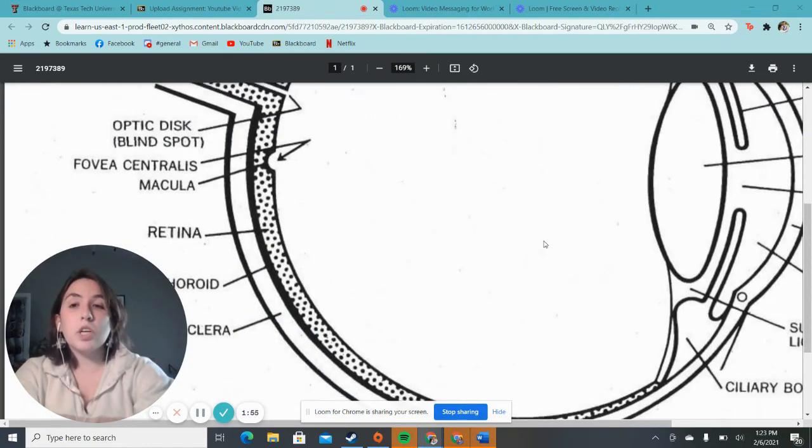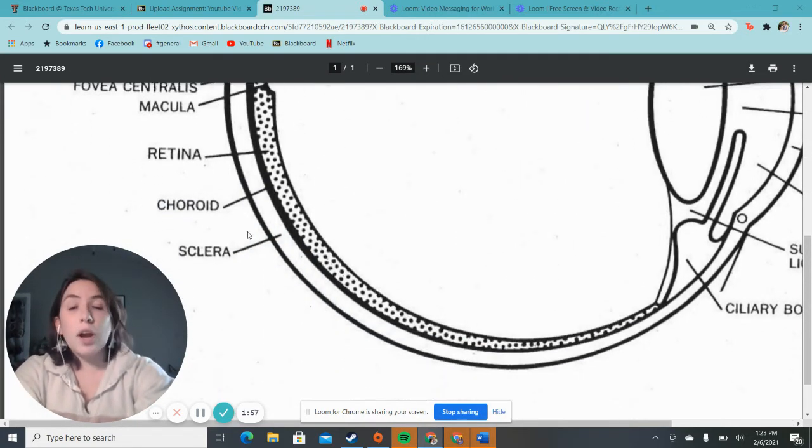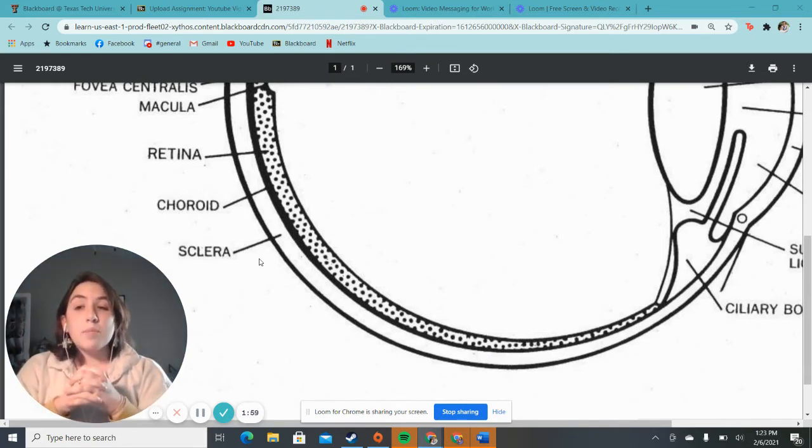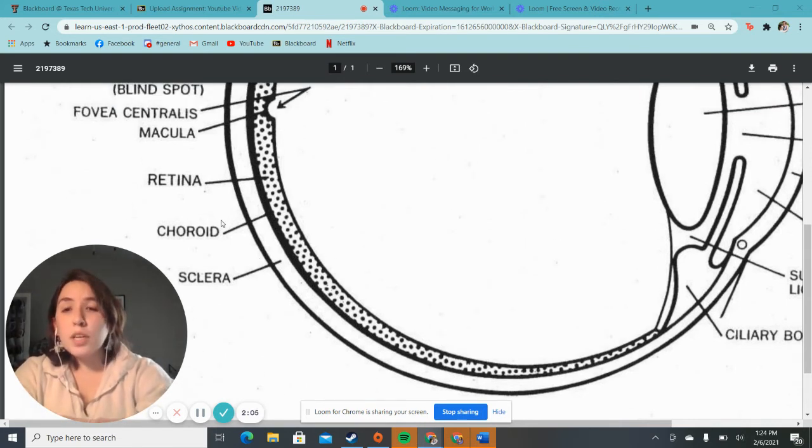Moving to the posterior, starting with the sclera. The sclera is the outer protective layer of the eye. It's tough, fibrous, white. It's that outer protective layer. The choroid is the layer in between the sclera and the retina. It's made up mostly of blood vessels, and it provides nourishment to the retina.